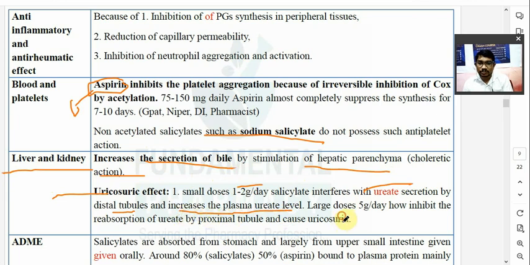In the larger doses, 5 gram per day, however, it inhibits the reabsorption of urate from the proximal tubule and causes uricosuria. The small dose, 1 to 2 gram per day, increases the uric acid level, means it prevents the excretion of uric acid. But in the larger doses, they inhibit the reabsorption of uric acid, that means they cause uricosuria, excretion of uric acid.